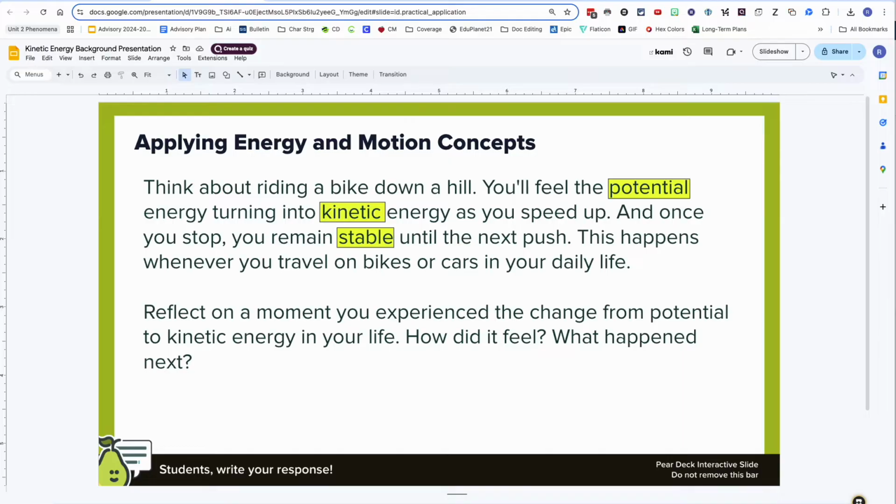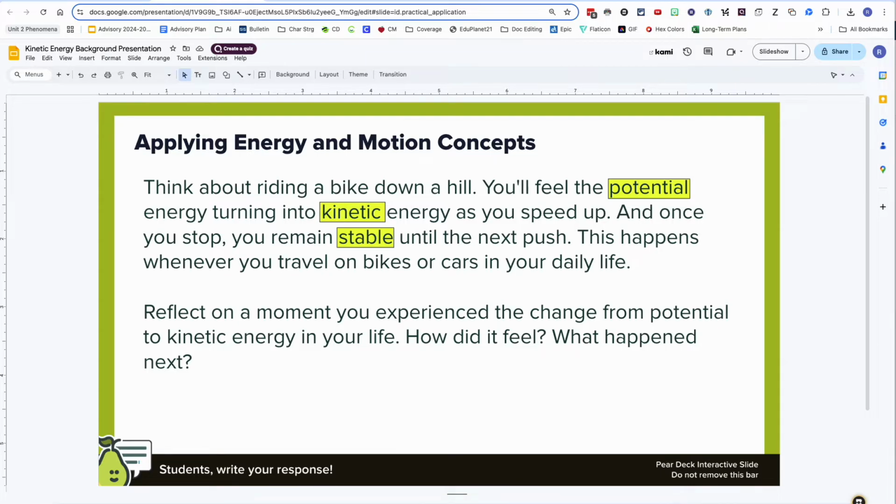Applying energy and motion concepts. Think about riding a bike down a hill. You'll feel the potential energy turning into kinetic energy as you speed up. And once you stop, you remain stable until the next push. This happens whenever you travel on bikes or cars in your daily life.